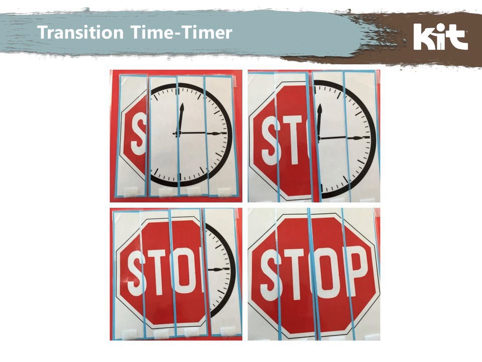A transitional tool I frequently use and suggest for classrooms is what we call a transition time timer. This time timer is really simple on one level. On one side, it is a clock, and on the other side, it is a stop sign. I like this transitional tool because it communicates a lot using several different capacities.